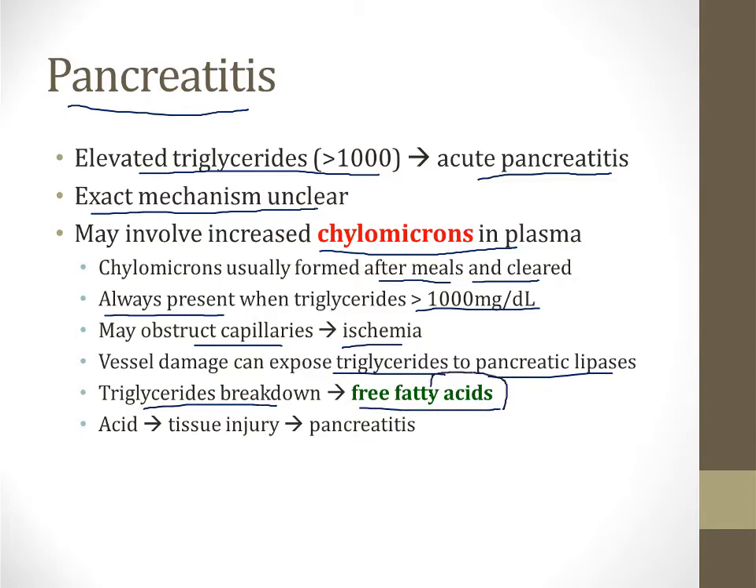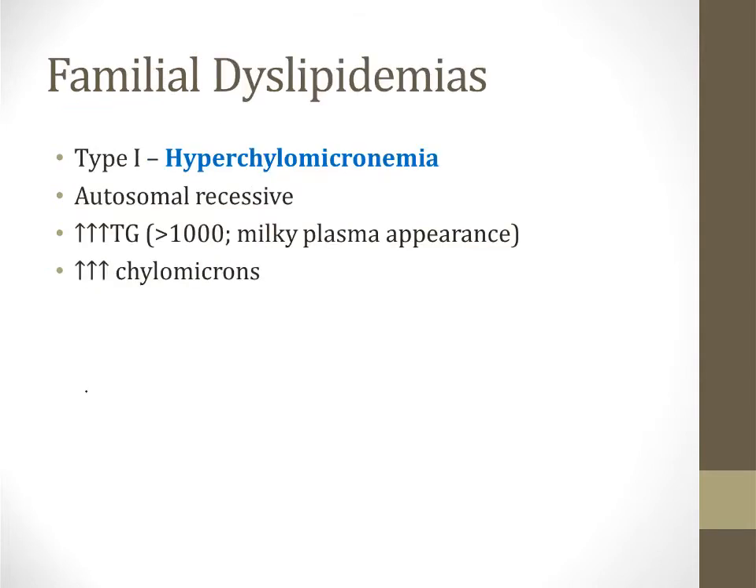They may lead to tissue injury and cause pancreatitis. And this is one of the hypothesized mechanisms by which you get pancreatitis when your triglycerides are markedly elevated. For the remainder of this module, I will talk about the familial dyslipidemia syndromes. These are very rare genetic syndromes that result in markedly elevated levels of plasma lipoproteins.